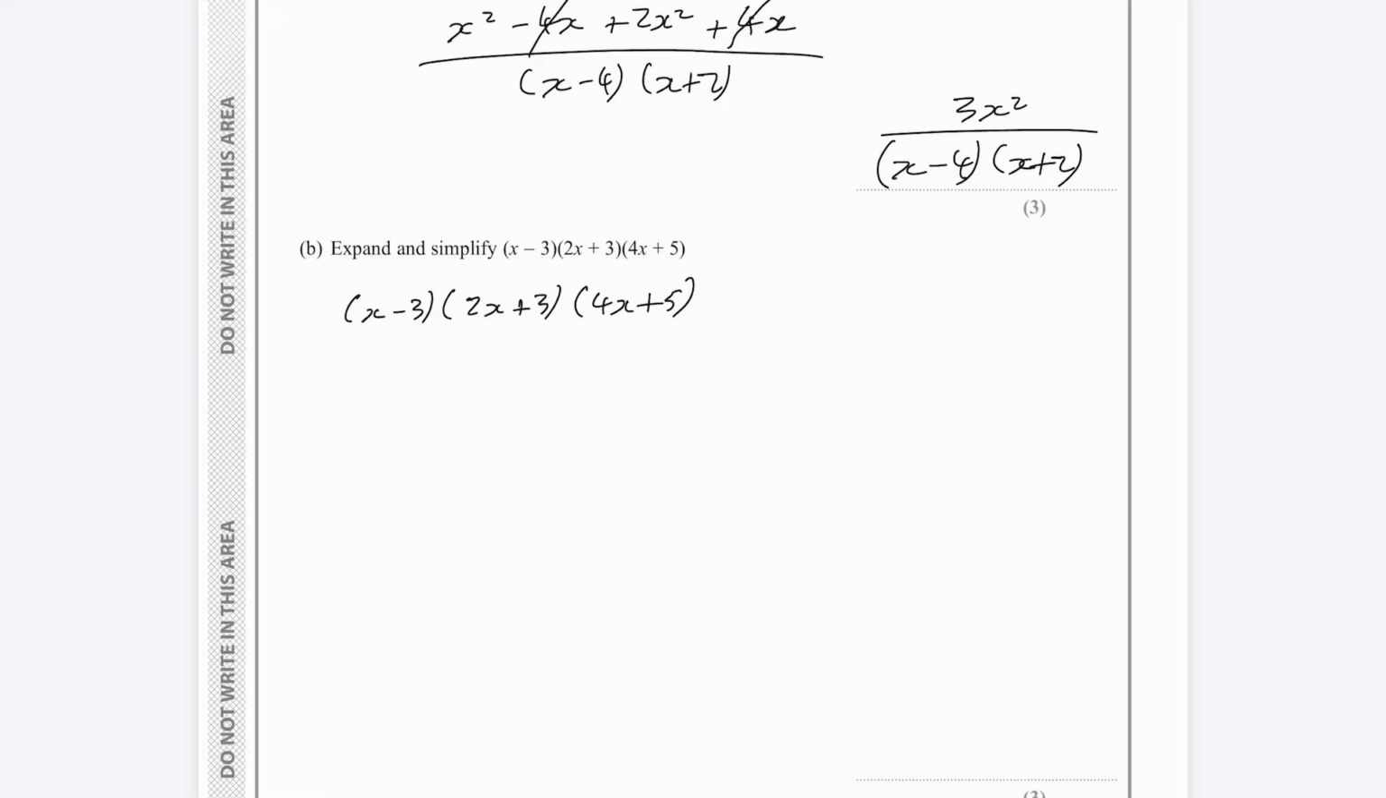So I'm going to expand the 2 brackets on the left first, so that's going to become that times that, and that times that, so that's going to be 2x squared plus 3x, and then that times that, which is minus 6x minus 9.